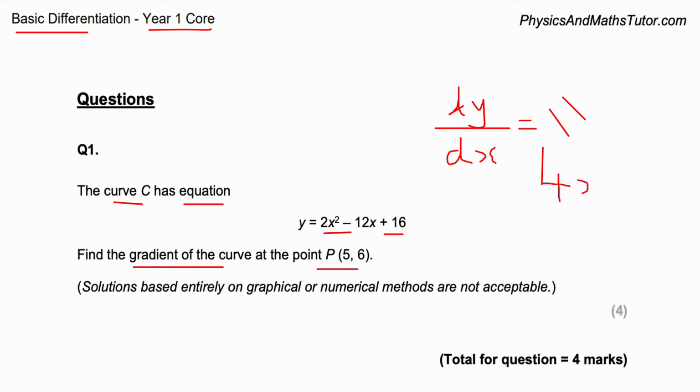And then minus 12x just differentiates to minus 12, and then plus 16 differentiates to 0. If you differentiate a constant, it just goes to 0. So this is dy by dx.